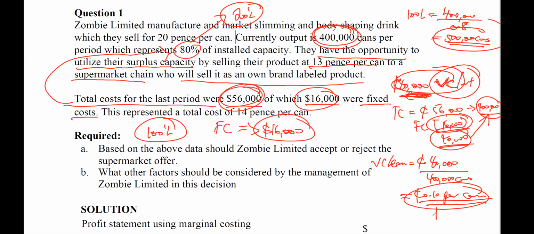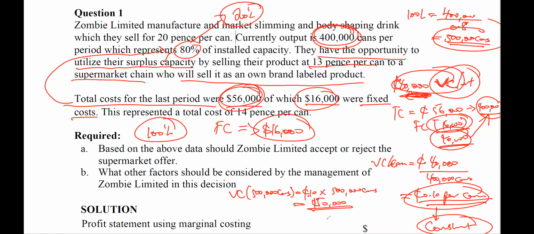So since we know this is constant, variable cost for 500,000 cans becomes what? That's 0.1 times 500,000, and that gives us 50,000. So we have that as 50,000. Now that we have that, we know our variable cost. Now we can add our fixed cost, which was fixed, which was what?